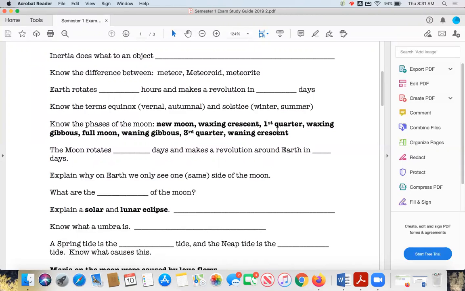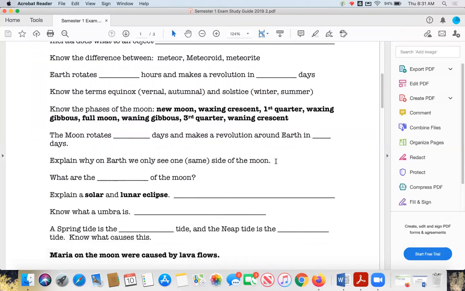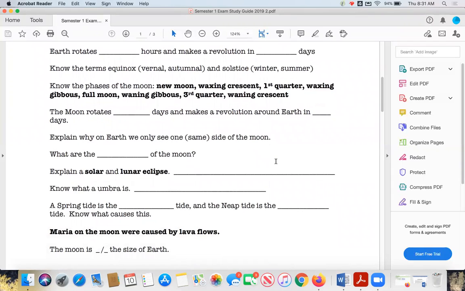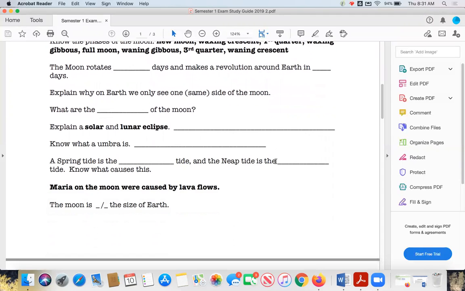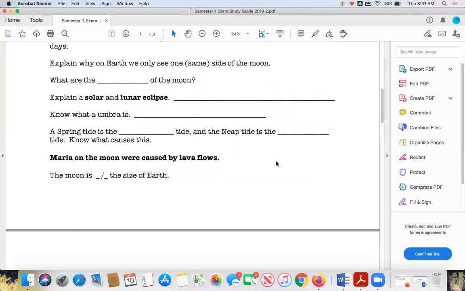You don't have to necessarily write a definition. The moon rotates in how many days? It makes a revolution around the Earth in how many days? Explain why on Earth we only see one side of the moon, or the same side. What are the phases of the moon? That's that thing we see that changes every night when we look up in the sky. Explain a solar and lunar eclipse. Know what a nebula is. And again, I left some room for you to write definitions there.